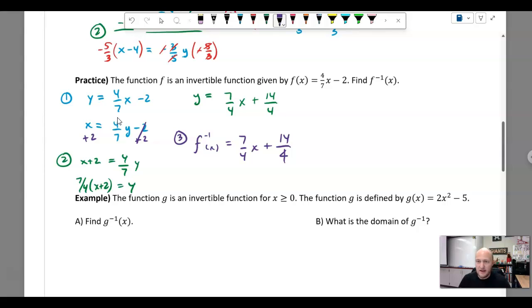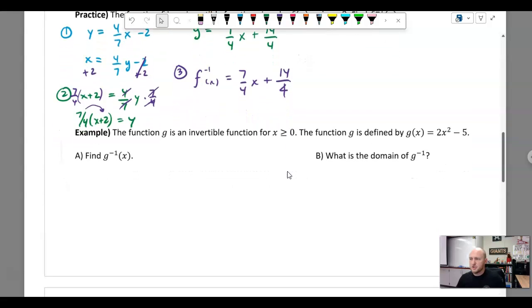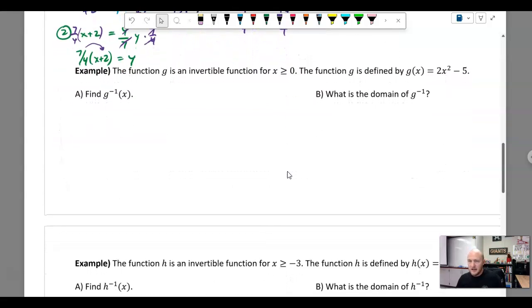These cancel. And then I went ahead and multiplied by the reciprocal. So to undo 4/7, we multiply by 7/4 on both sides. And that got us here. And then I go ahead and just distribute that. So 7/4 plus, once we distribute that, 7 times the 2, that's 14. We divide by 4, and there's your answer. F inverse of x equals 7/4 plus 14/4. So pretty straightforward there. Okay, next example.